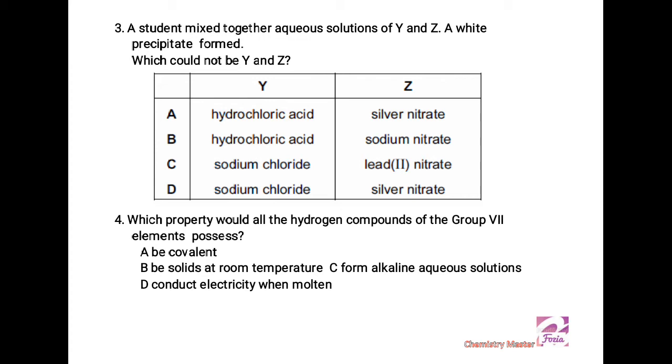Option C, form alkaline aqueous solution. This is totally wrong because they are typical acidic compounds. They conduct electricity when molten. They are even gases, so it's not possible. So what do you think for option A?